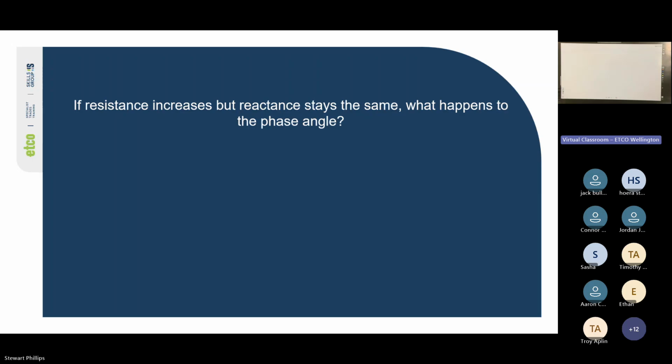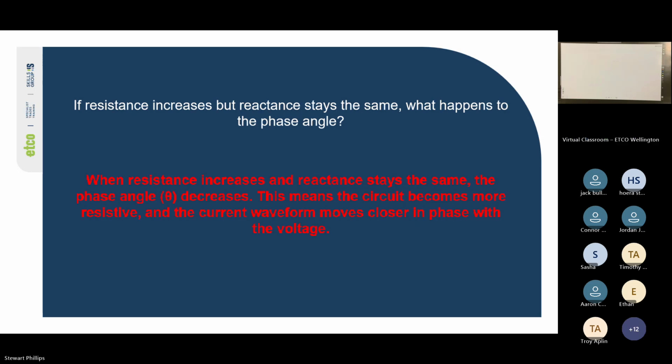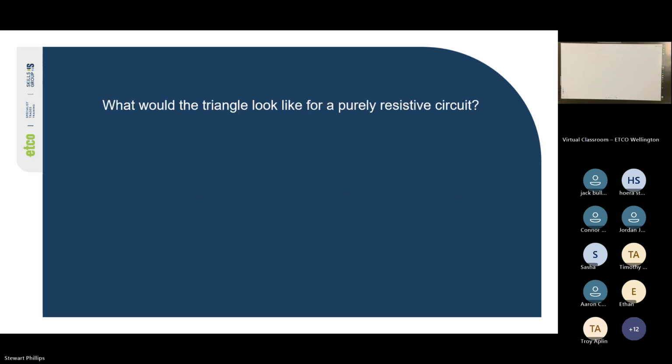So the reactance hasn't changed, but we've added a resistor or we've added a resistive load. The phase angle will decrease. So it means the circuit becomes more resistive and the current waveform moves closer in phase with the voltage. Cool. So what would the triangle look like for a purely resistive circuit?